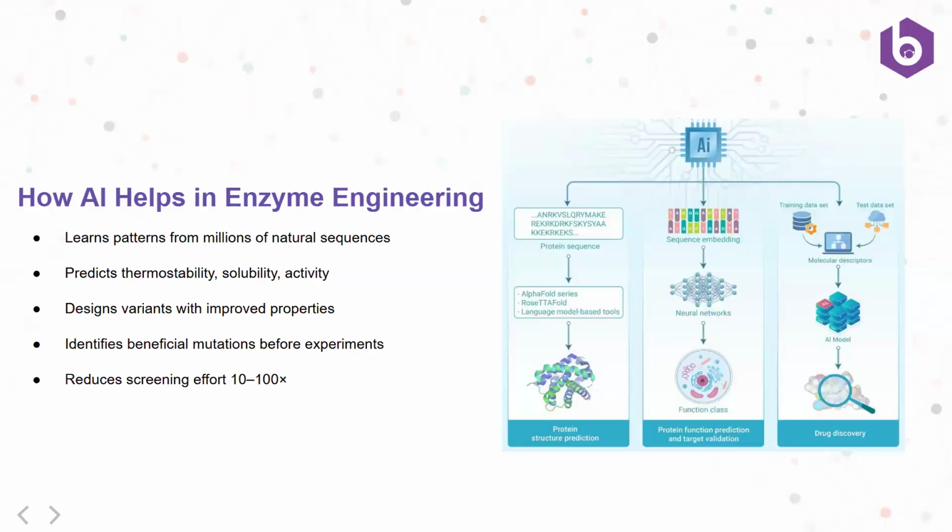How does AI help in enzyme engineering? Basically, what AI does is it learns the patterns from huge data sets of natural sequences and uses these patterns to predict the functional or other characteristics of the enzymes. It can estimate the thermodynamic stability, pH, solubility, hydrophobicity, etc. These properties it can predict. By doing this, AI reduces the experimental screening burden by almost 10 to 100 times sometimes, and lets scientists focus only on the most promising variants.